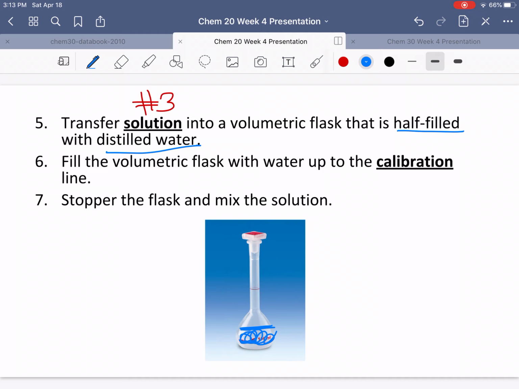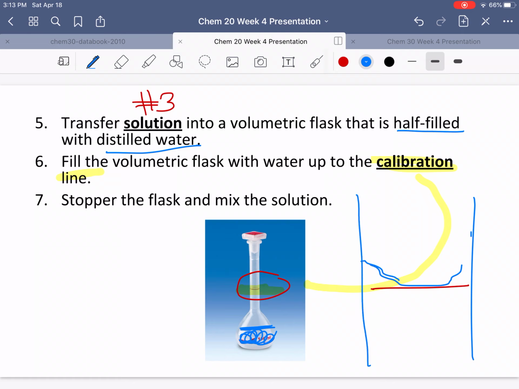Okay, so we transfer the solution into this, and then we fill this volumetric flask up to what's called the calibration line. And this calibration line is right here, guys. I'm highlighting it there with yellow. And that's just a careful line that we can use to accurately measure volume. Do keep in mind, if this is the calibration line, we always measure to what's called the bottom of the meniscus. So on the sides of the glassware, the water naturally is cohesive to the edges. So an accurate measurement has to be to the bottom of it.